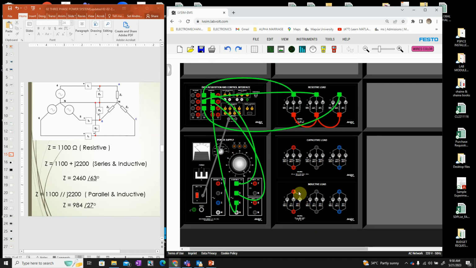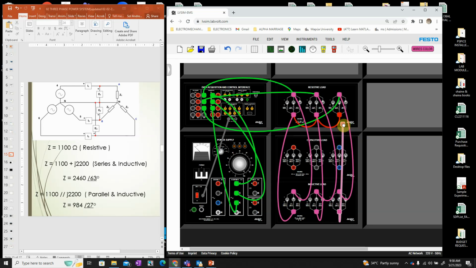and to make it in parallel with an inductive load, I will just need to put a parallel wire from one at the top, right? One at the bottom, okay? And here also one at the top, and then one at the bottom. Okay, one at the top here. So you're connecting it in parallel, right? This is the parallel combination using this load 1100 parallel with J2200.